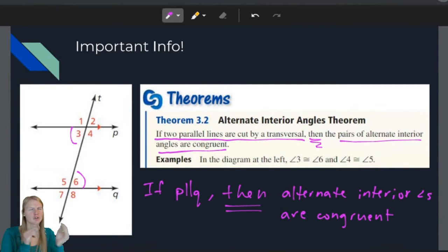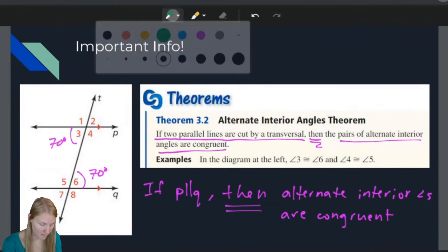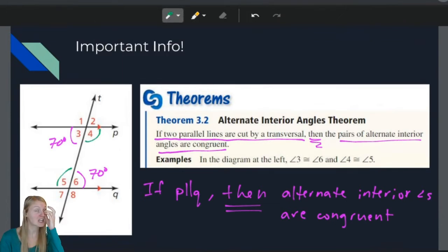What did it mean for 2 angles to be congruent? They have the same measure. So if this is 70 degrees, if angle 3 is 70 degrees, then angle 6 is 70 degrees. And angle 4 and angle 5 are also alternate interior angles. So if angle 4 is 110 degrees, then 5 is also 110 degrees. If P and Q are parallel.